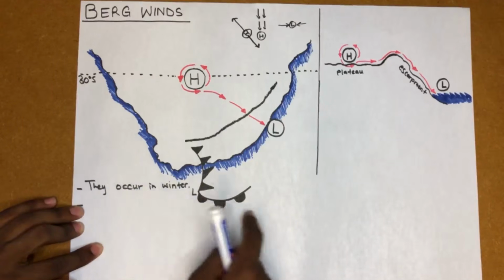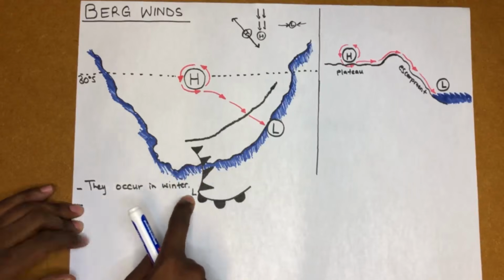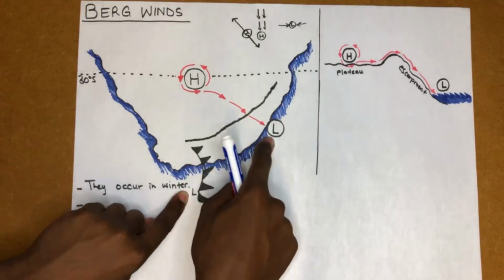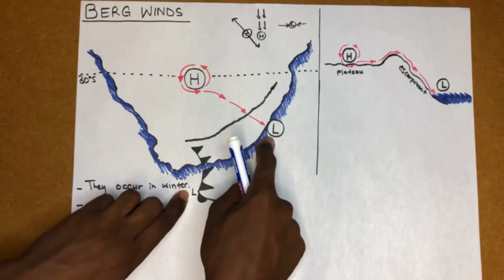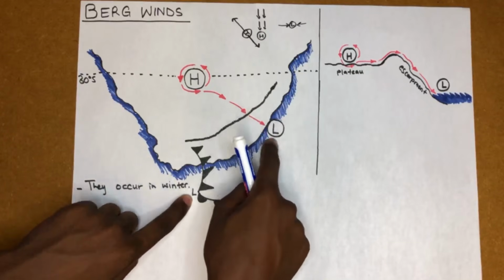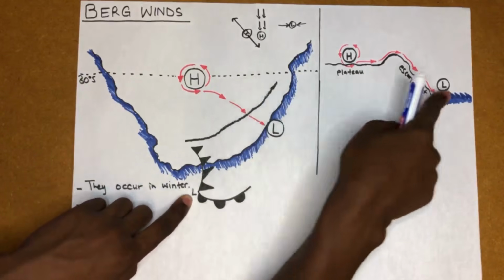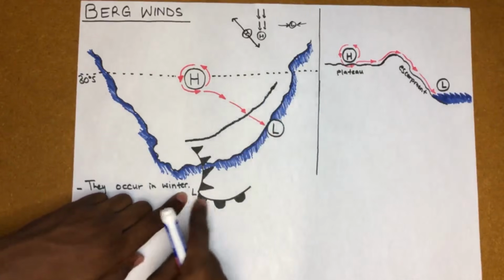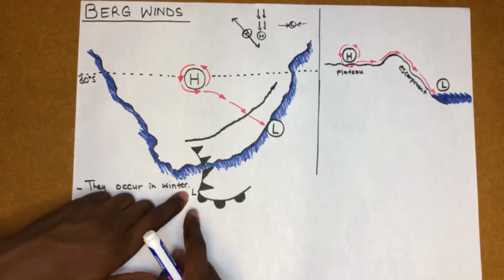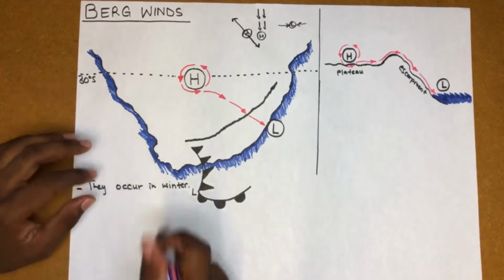mid-latitude cyclone, a low pressure cell. This L stands for low pressure cell, not for low pressure system. It's not a coastal low pressure. This is a coastal low pressure, but this is a low pressure cell, which is representing the mid-latitude cyclone. As you can see, the bergwinds.